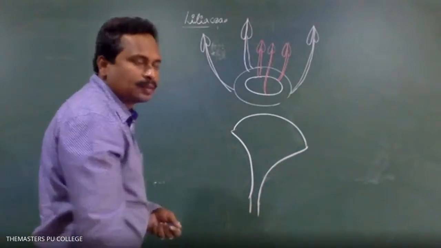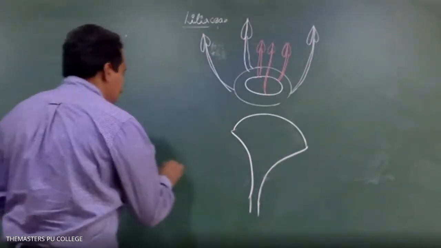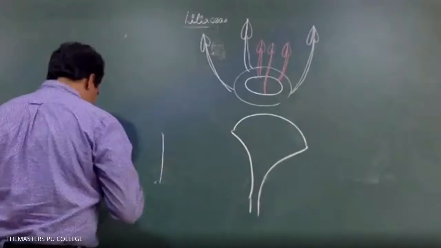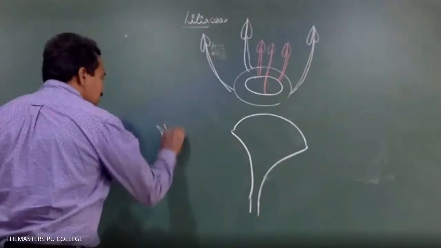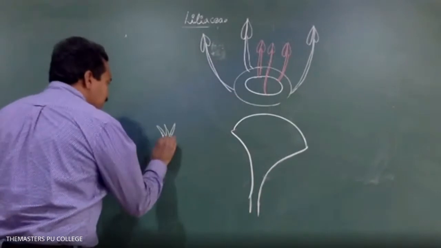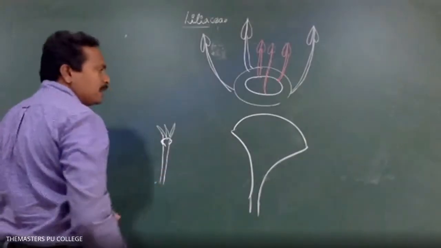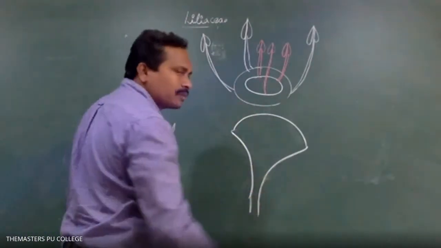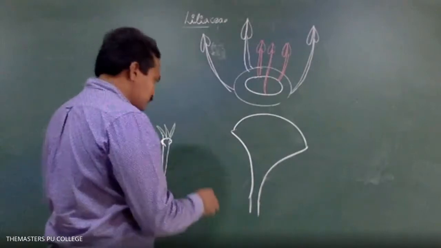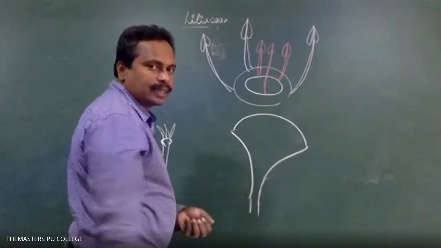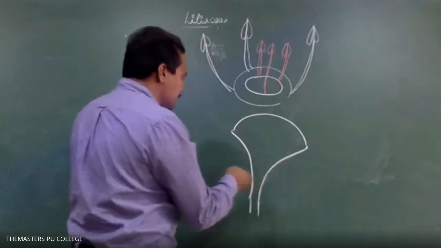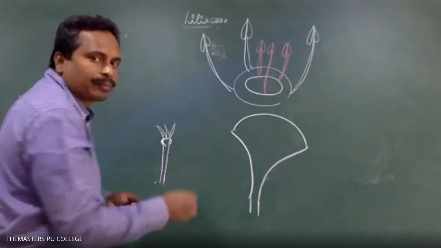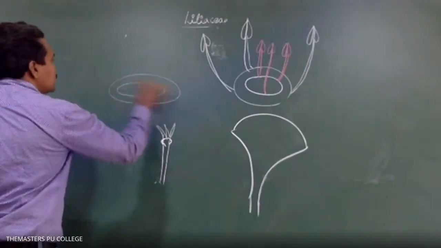What is pedicel? Stalk of the flower, sir. The technical name of the pedicel tip is called thalamus, or receptacle. It is involved in the formation of the floral appendages. For example, in the Liliaceae family, the perianth is arranged in how many whorls? Two whorls. Right.